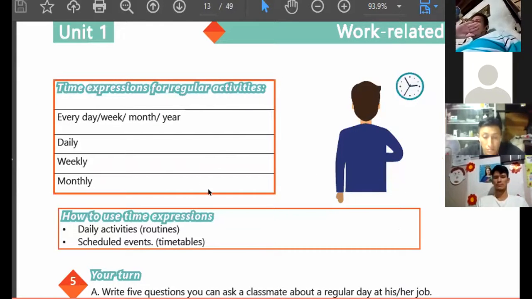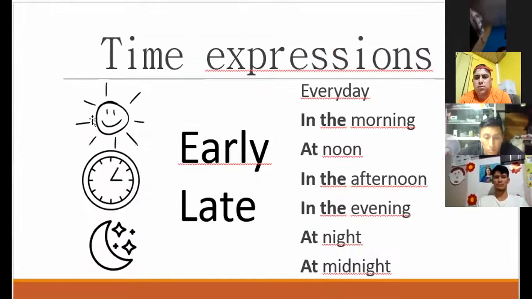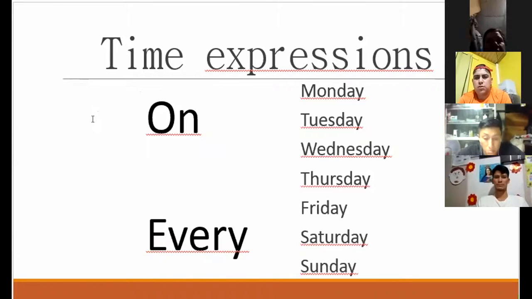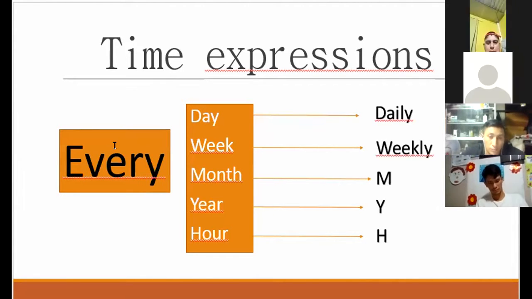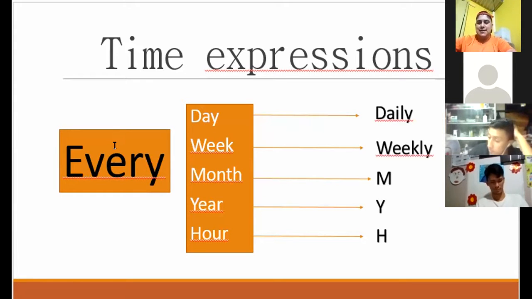And here we have the time expressions for the regular activities, okay? And let me show you something too, okay? For scheduled events, it means that there is an ending date. There is a final date. Deadline. It means the last date to turn in something. For example, to turn in a report, or to send emails on a specific day, right?